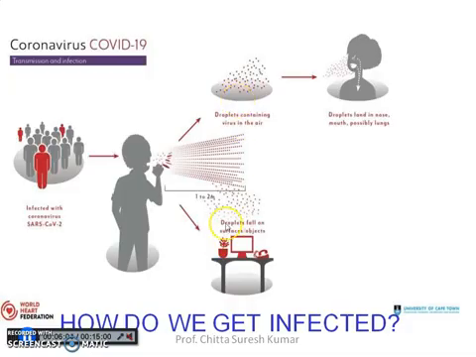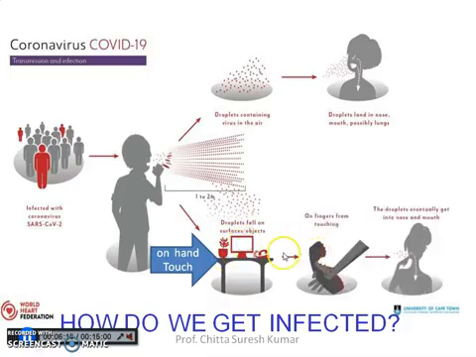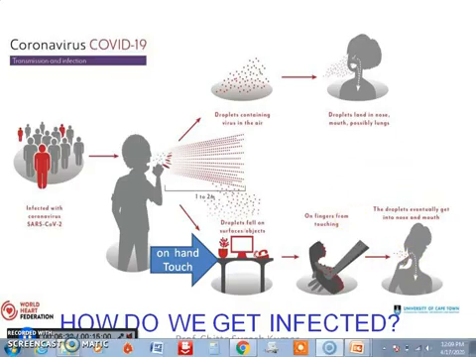In case of the larger droplets, because of heavy weight, they will be falling onto the nearby objects, and otherwise also by the hand of this positive case touching different objects. So whenever a normal person comes and touches these objects which have droplets, and then touches the face, the hands come near the face, where there are the eyes, mouth, and nose. Then they reach in. So this is how it is affecting the human population.